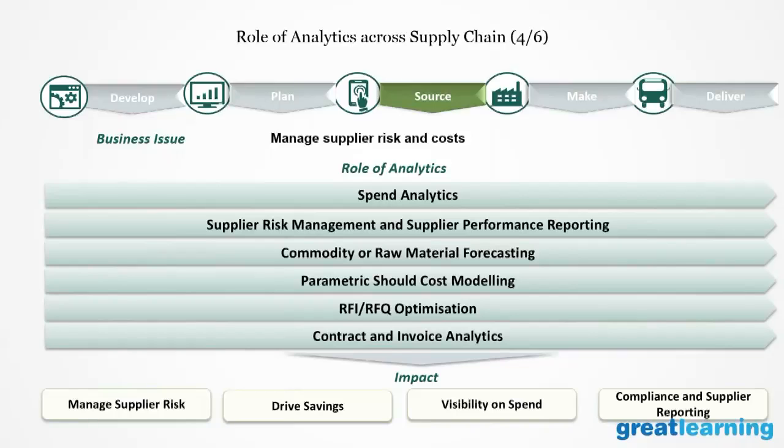So that is how they can leverage that to derive economies of scale. Those are some of the analytics that you could do by analyzing the spend data. Second is more about supplier risk management and performance reporting. Again, a lot of companies have a huge amount of supplier information, and within that they maintain a lot of performance indicators and SLAs.